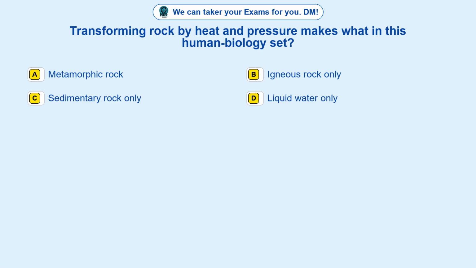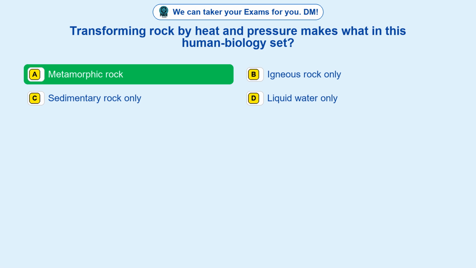Question 86. Transforming rock by heat and pressure makes what in this human biology set? Option A, metamorphic rock. Option B, igneous rock only. Option C, sedimentary rock only. Option D, liquid water only. The correct answer is option A, metamorphic rock.